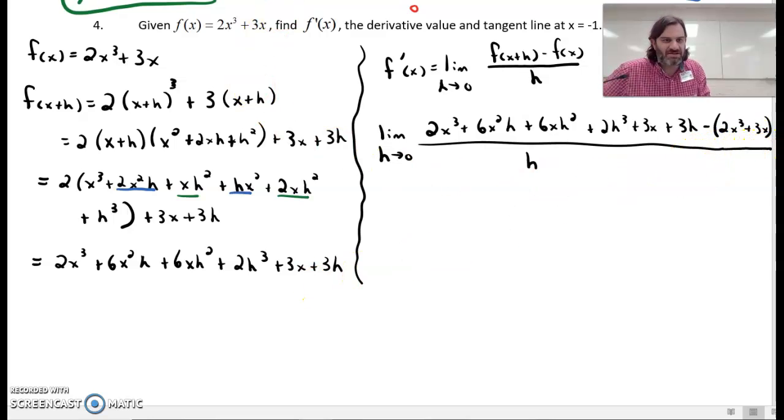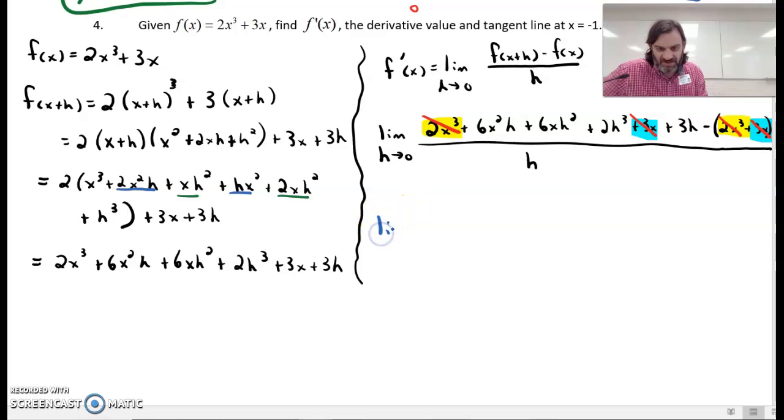So let's see what's going to reduce here. There is a 2x cubed from the x plus h and a minus 2x cubed if we distribute from the f of x. So we can knock those out. And then we've got a 3x from the first part and going to be a minus 3x from the second part. Those will cancel. So then we don't have a whole lot left. Well, it looks like we have a lot left, but let's see. Just kind of take a look at the terms we have, and they all have an h in them.